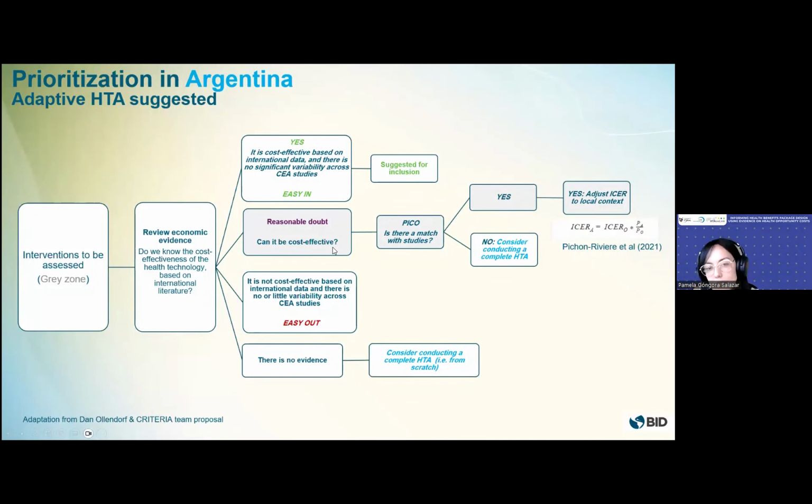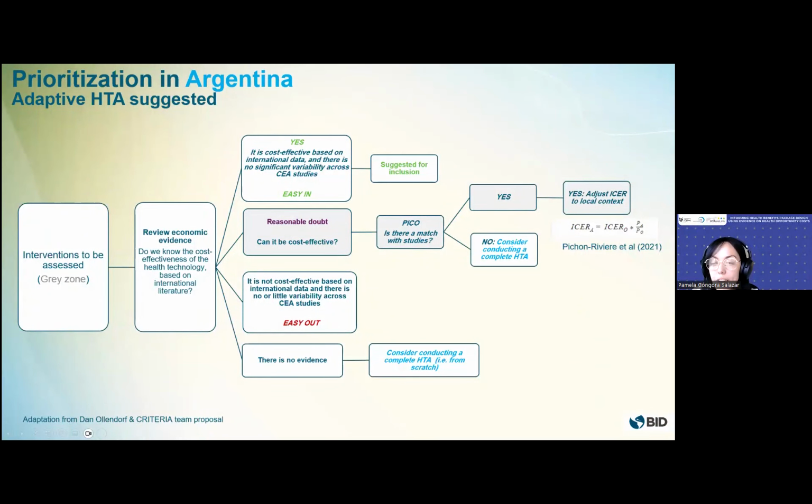Now, if there is a reasonable doubt, then we use PICO to identify which study is the one that we should rely on to make our decision. And then if we find a good match, then we adjust the ICER to the local context using what is called a crude extrapolation of the cost effectiveness of the economic evaluation. And this is based on the prices, basically.